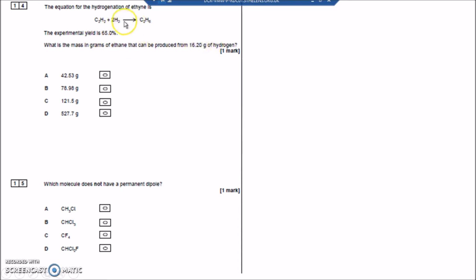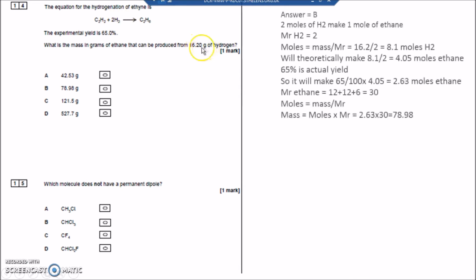I've been given a mass, I've got its MR. Why would it give me a mass and an MR? Surely I need to work out the number of moles. So moles equals the mass divided by MR. H2, 2 ones, hydrogen having a mass of 1, its MR is 2, so I've got 8.1 moles of hydrogen. Why have they given me the equation? The equation is like a recipe really. It tells me the amounts. 1 mole reacting with 2 moles to make 1 mole. So 2 moles of hydrogen makes 1 mole of ethane.